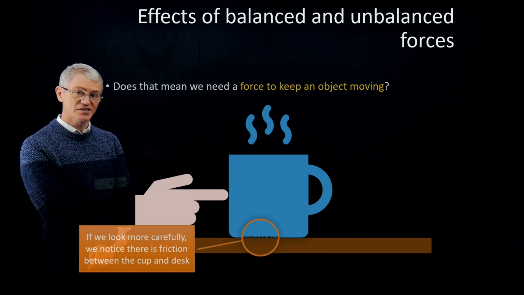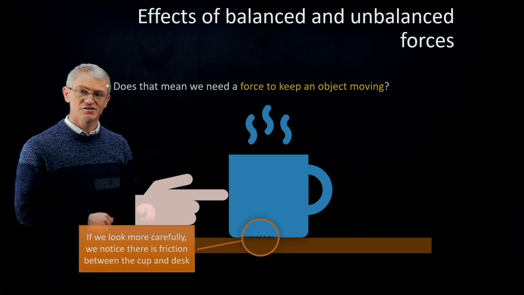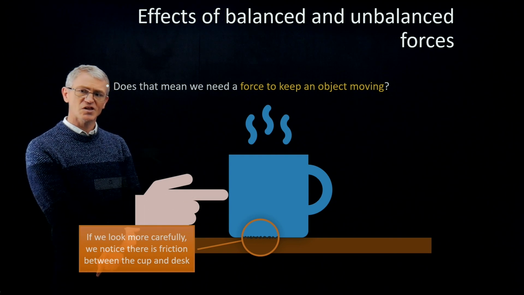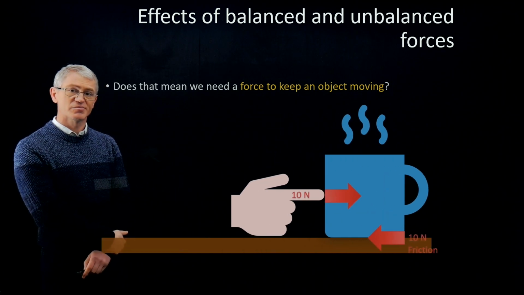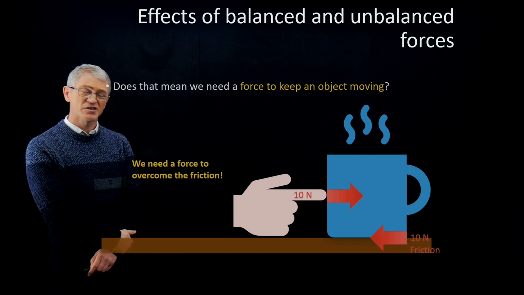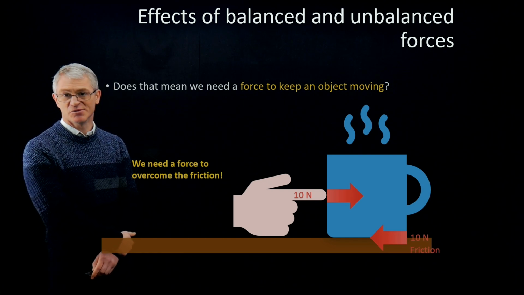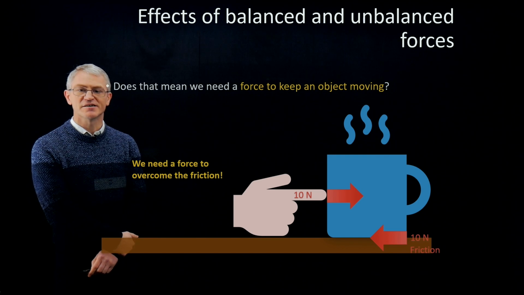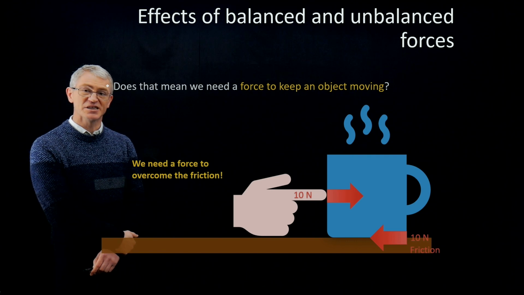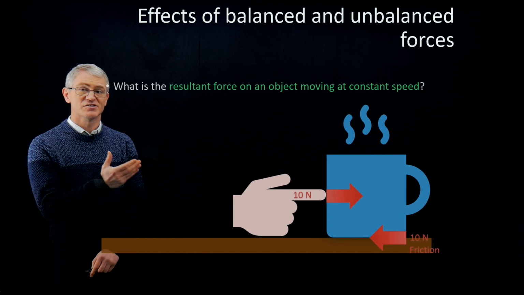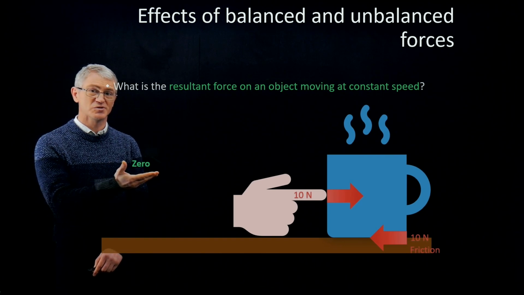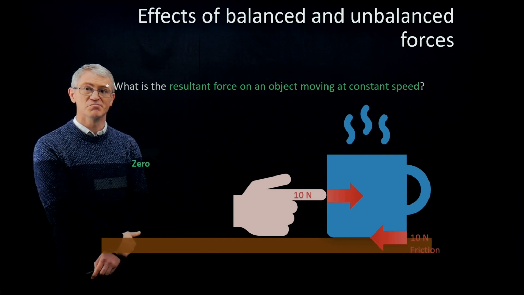If we look at this in a bit more detail, you can see that there is friction between the cup and the desk. Because there's friction, we need to overcome that friction, which means to move this mug, we'd need to keep applying that force. But that would also mean that if we are applying 10 and the friction is 10, the resultant force would be 0 and this cup would not move.